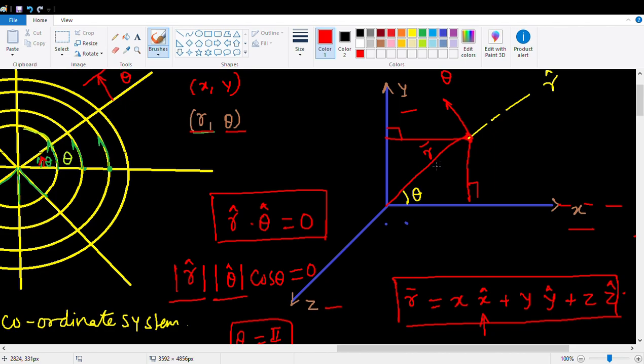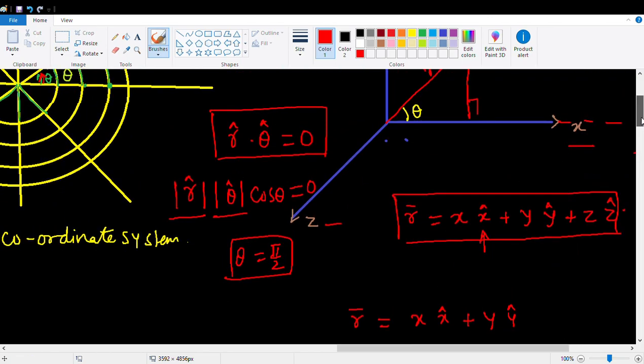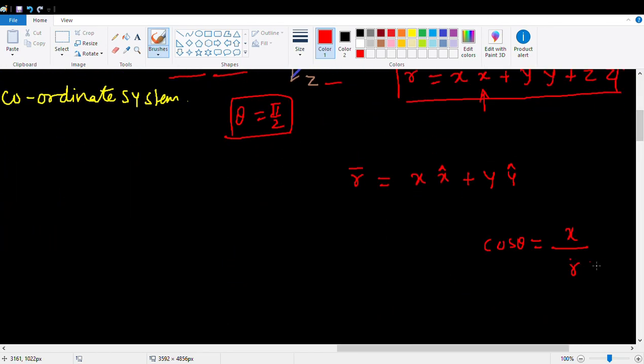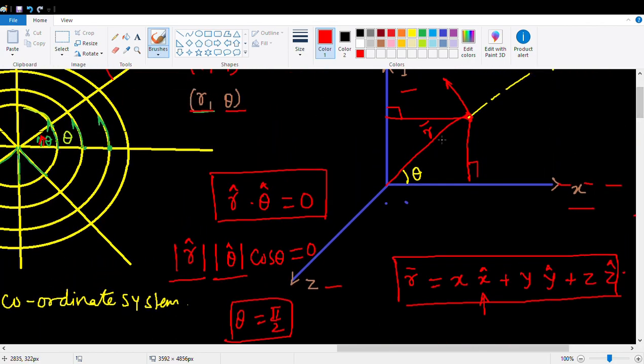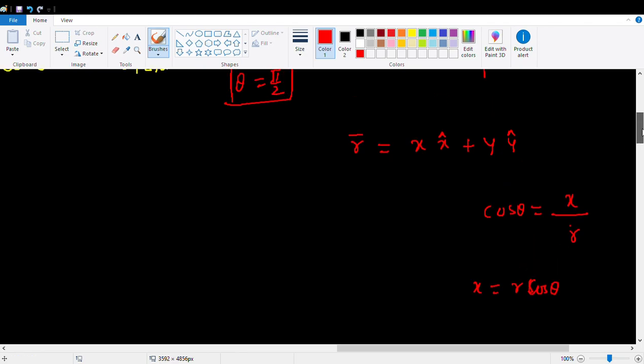This is any kind of vector. Now you can use the cosine term. Suppose there is an angle theta; if you take the cos of theta, it is going to give you base over hypotenuse. So cos theta gives you, base is my x, suppose it is in the x direction, and hypotenuse is my r vector. So it is going to give you r, because I am interested only in magnitude, so I am taking just the magnitude. Okay, so x is going to give me r cos theta.